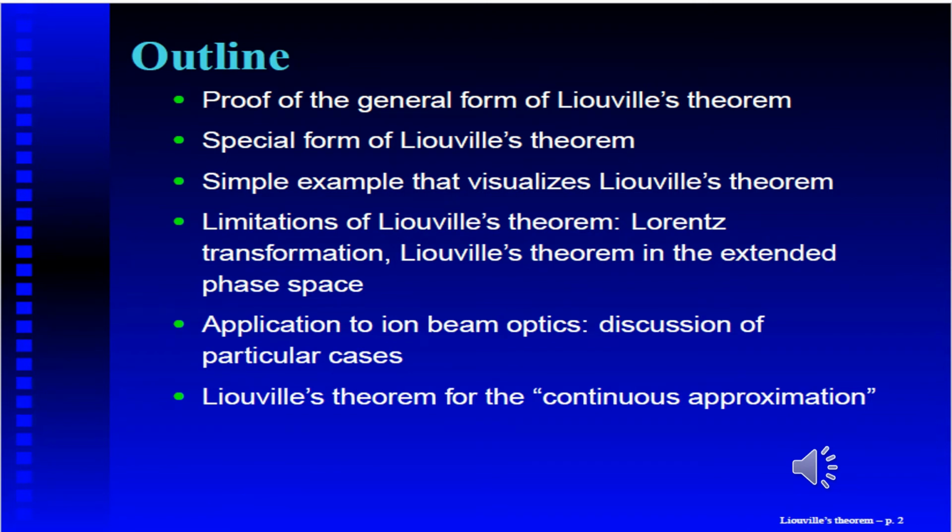Starting with the outline for Liouville's theorem, we are going to discuss first the proof of the general form of Liouville's theorem, and the special form of Liouville's theorem. Then we are going to discuss a simple example that realizes Liouville's theorem. Then there are some limitations of Liouville's theorem, the Lorentz transformation, and Liouville's theorem in the extended phase space. There are some applications to ion beam optics, discussion of particular cases. Then Liouville's theorem for the continuous approximation.